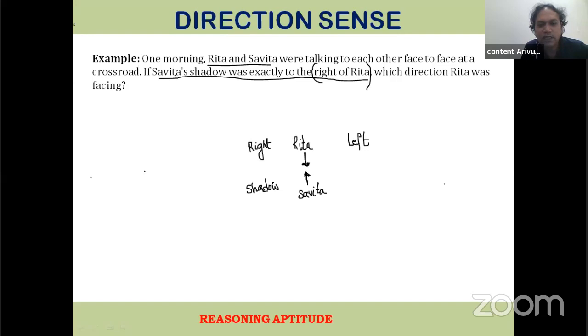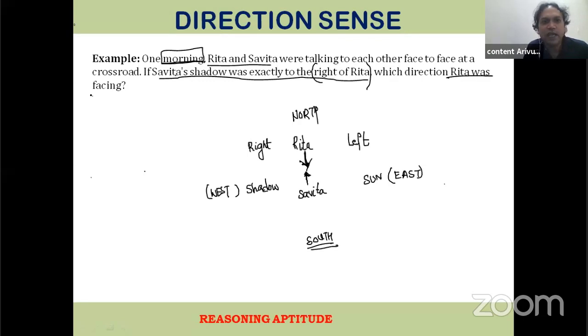If shadow is this side, that means sun will be this side, because shadow and sun are always in opposite directions. The time is morning. What is the time? Morning. In the morning, sun is in which direction? East. This side is east. This side is west. So this side will be north and this side will be south. Correct? So Rita is facing which side? Rita is facing towards south side. Which direction was Rita facing? Rita was facing south.